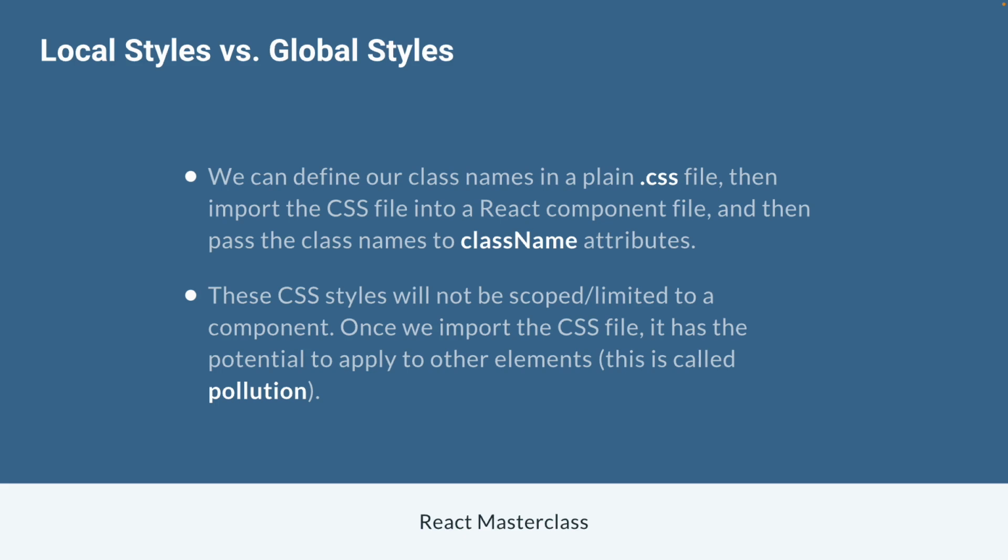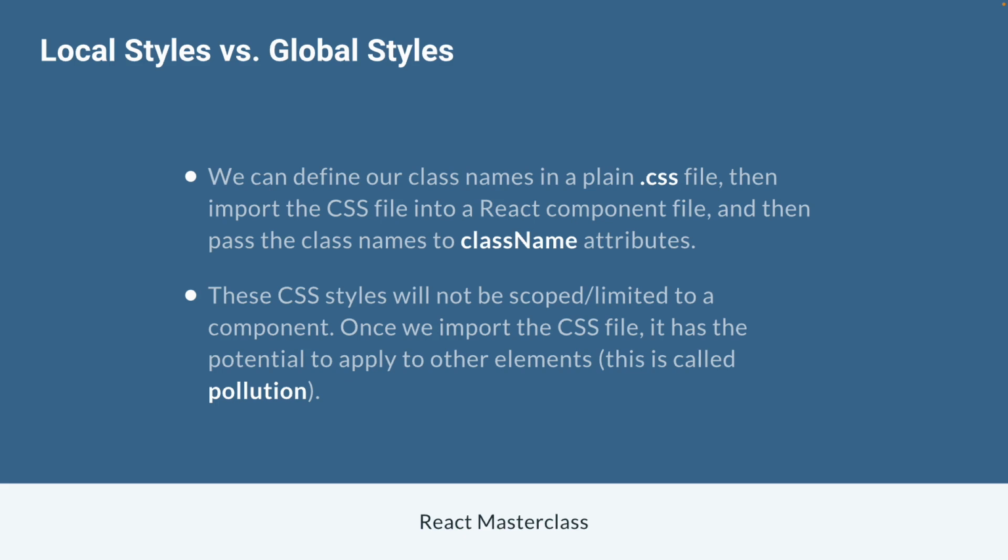But the problem with this approach, as we saw, was that the CSS styles were not scoped or limited to that component. Once we imported the CSS file into any component file that was used in our project, those CSS styles became global, which means they had the potential to apply to other elements or other components in case those components used, for example, a matching class name. Or even if we had a style, for example, for a general element selector like an H1.